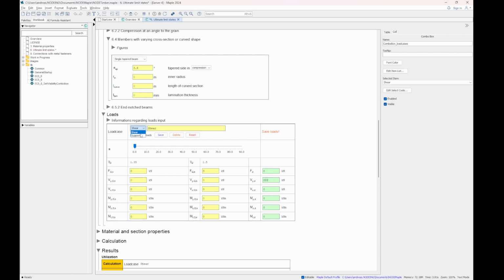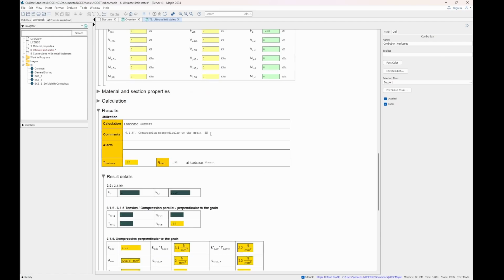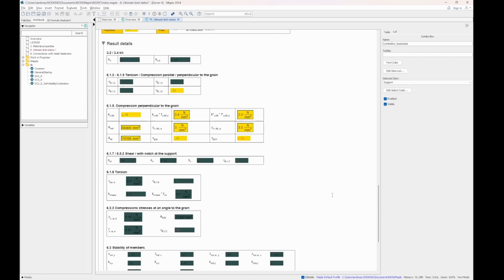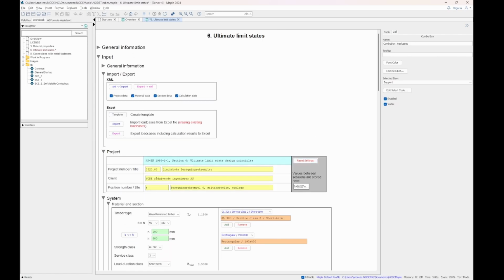And if you're going to the support, which is the perpendicular to the grain, we've had that before, compression perpendicular to the grain, and the check is done with the Eurocode, Euro norm, 0.88. So that was it for today, and we're going to continue with the next example in the next video.